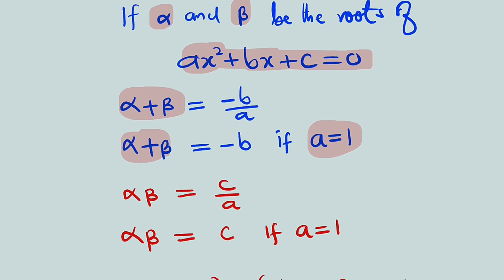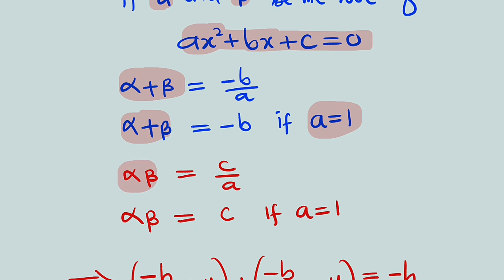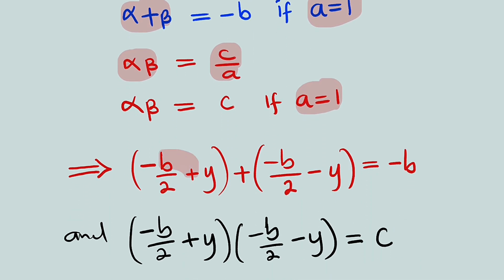And if you multiply the 2 roots together, you're going to obtain c divided by a, where c is the constant and a is the leading coefficient. And if a is equal to 1, the product will remain equal to c. From here, we can derive 2 roots, right? The first root is negative b divided by 2 plus y, and also negative b divided by 2 minus y.